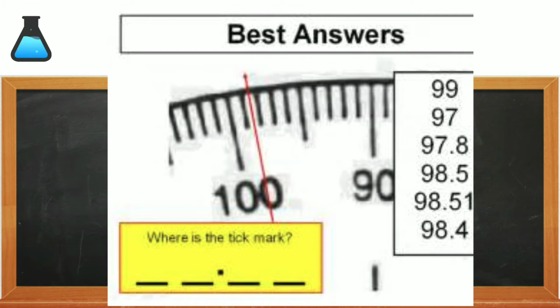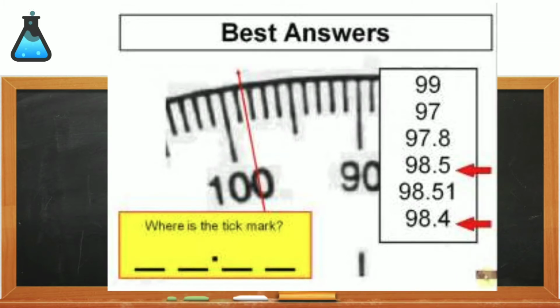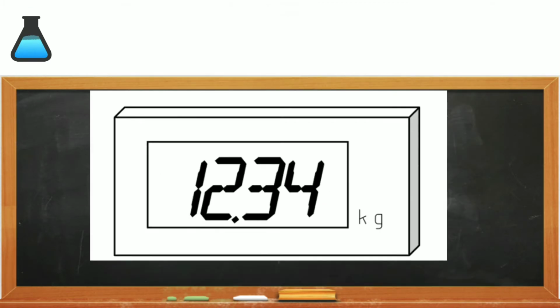So what I see here is that this is a measurement somewhere between 98 and 99. We only have ones place marked, so we're going to need a tenths place. And so here are our 2 acceptable measurements. Now, what do you do if you have a digital reading?